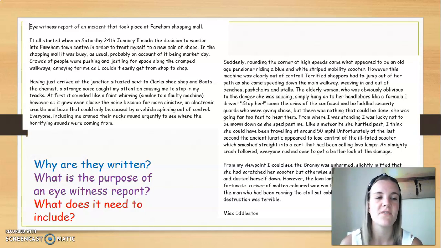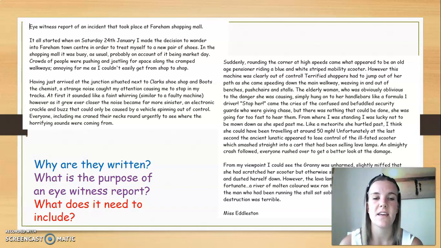came the cries of the confused and befuddled security guards who were giving chase, but there was nothing that could be done. She was going far too fast to hear them. From where I was standing, I was lucky not to be mown down as she sped past me. Like a meteorite she hurtled past. I think she could have been travelling at around 50 miles per hour.